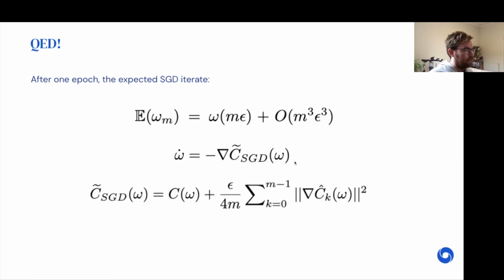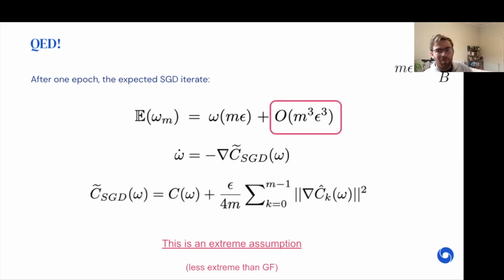That ODE is a gradient flow, but it's not gradient flow on the training loss, it's gradient flow on this modified loss containing this implicit regularizer. So I think that's pretty surprising. Of course, we made some pretty strong assumptions.